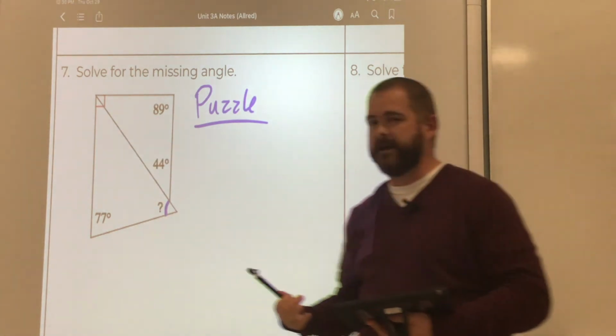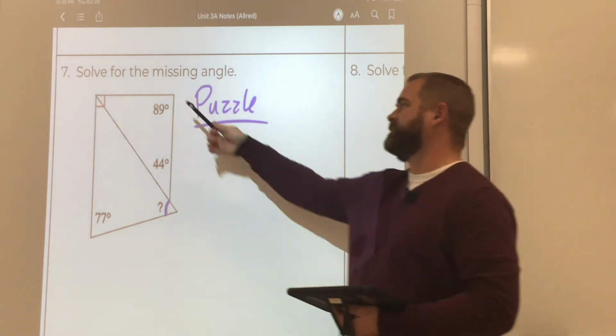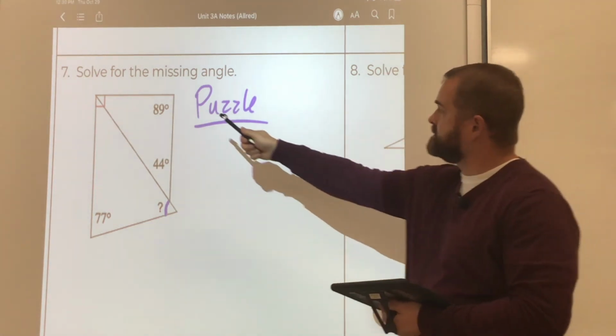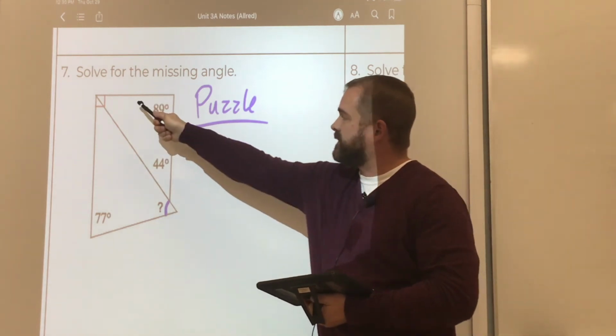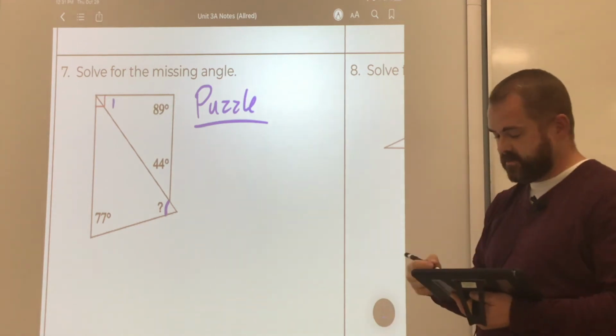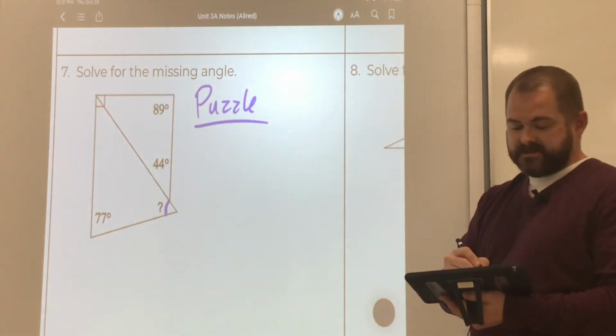I know that it's part of a 90-degree angle, but I don't know what it is, and there's no other way to find that, which is why they give me this other triangle and that right angle. In this other triangle, this is 89 degrees, this is 44. I can find this angle first. Call it 1 if you want, or just put an X there or a mark. We can find that by doing 180 minus the sum of these two.